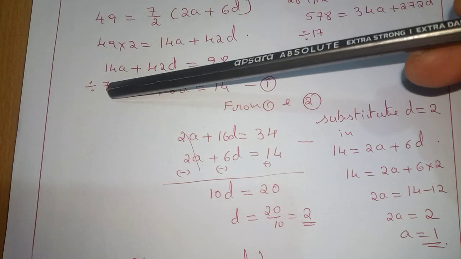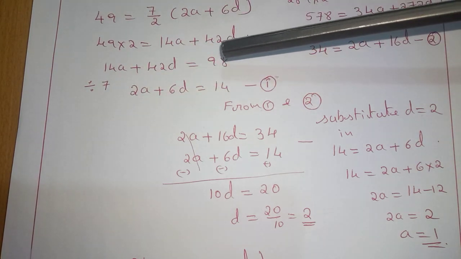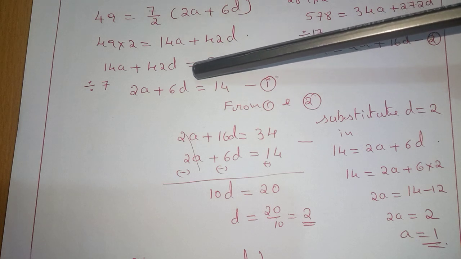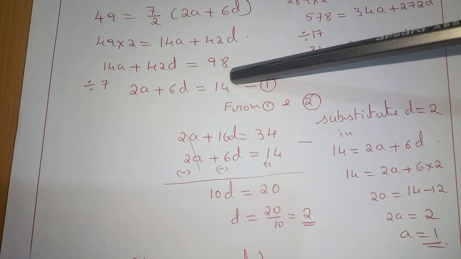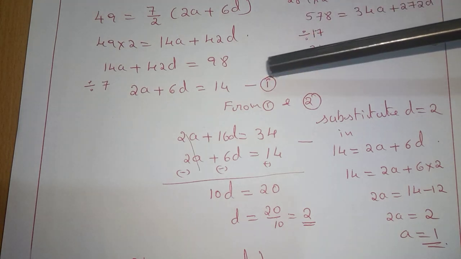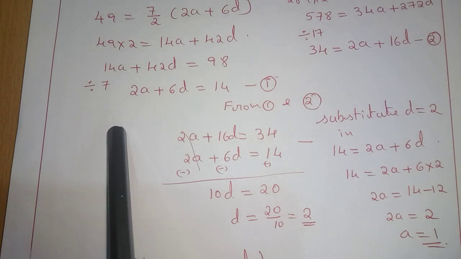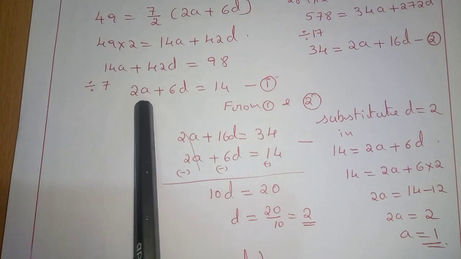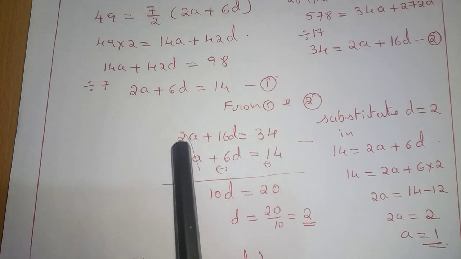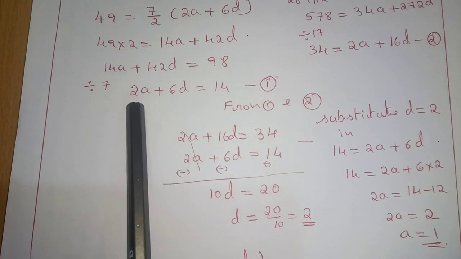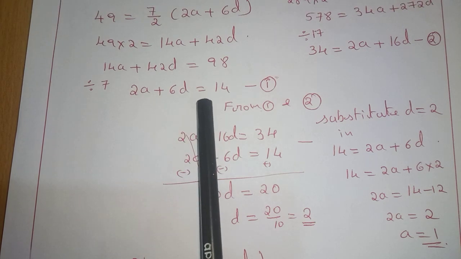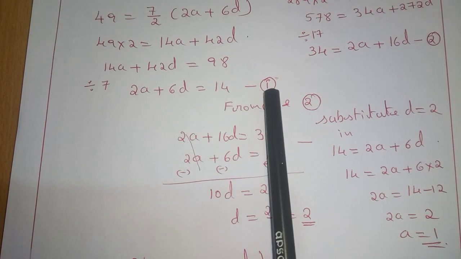Throughout the equation we will divide by 7. 2a plus 6d is equal to 14. You can simplify it further, dividing by 2: a plus 3d is equal to 7. Anyhow, you can take it in terms of 2a. 2a plus 6d is equal to 14. Take it as first equation.